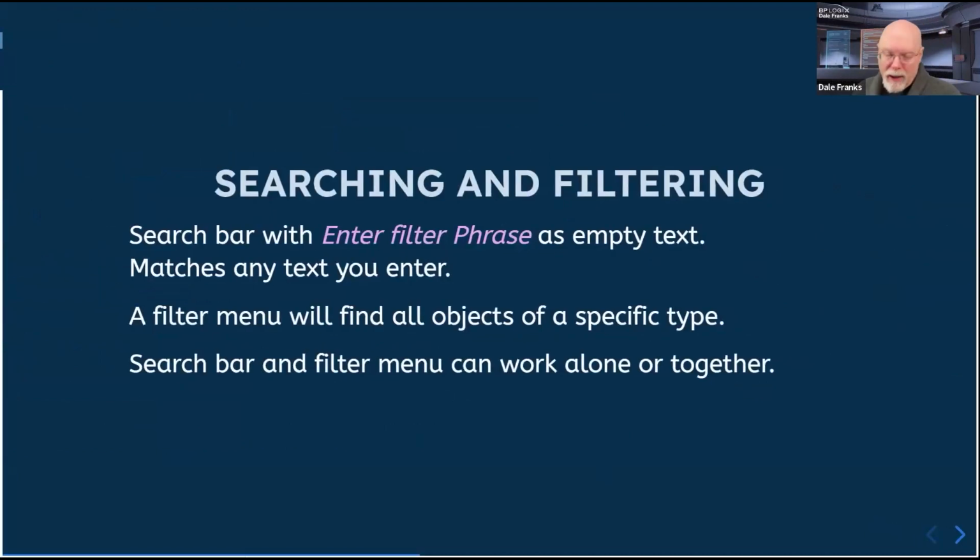Searching and filtering. There are 2 major features on searching and filtering on the content list. There is a search bar. It has some empty text written in there that says enter filter phrase. You just replace that with whatever text you want. It matches any text you enter automatically, and I'll find it everywhere in the content list. There is, in addition to that, a filter menu dropdown, which will enable you to specify a particular type of object or objects in the content list.